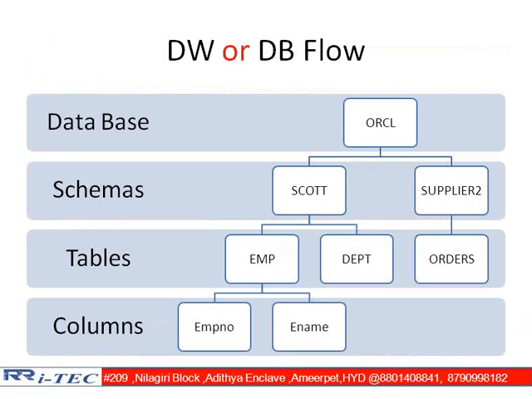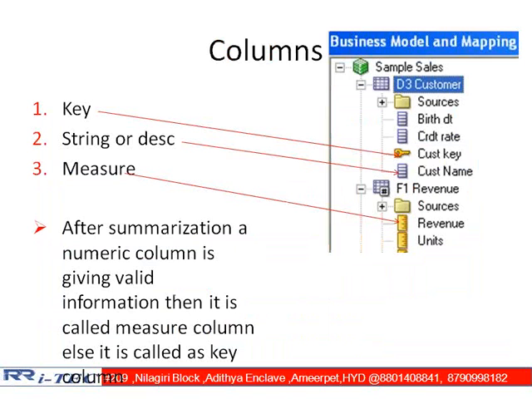We need to understand the remaining things. There are columns. Next what, sir? Tables. Next what, sir? Schemas. Let me start my lecture with the columns. Let us go for the columns. How many types of columns are available? One is called a key column, sir.